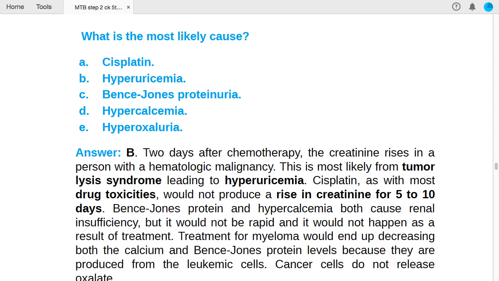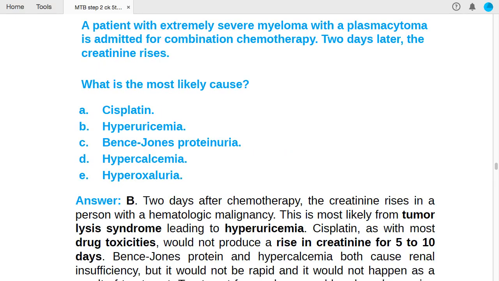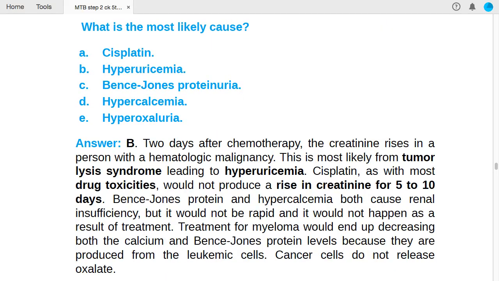Now cisplatin, as with most drug toxicities, would not produce a rise in creatinine for 5 to 10 days. And here the creatinine rises just 2 days later. So cisplatin is not the correct answer here. Why? Because cisplatin actually needs 5 to 10 days for getting the rise in creatinine.